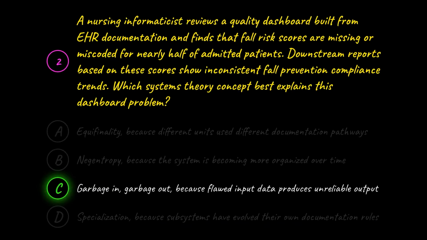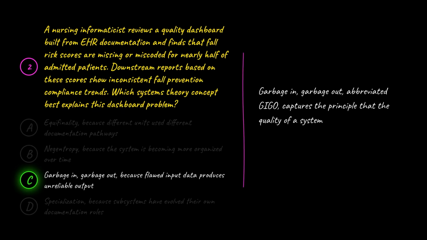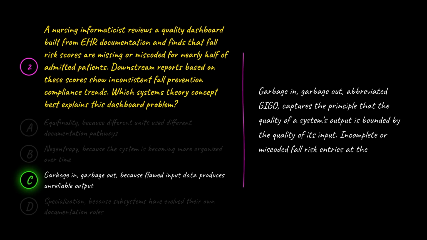The correct answer is C. Garbage in, garbage out, because flawed input data produces unreliable output. C is correct because garbage in, garbage out, abbreviated GIGO, captures the principle that the quality of a system's output is bounded by the quality of its input. Incomplete or miscoded fall risk entries at the point of documentation directly produce the unreliable dashboard the scenario describes.